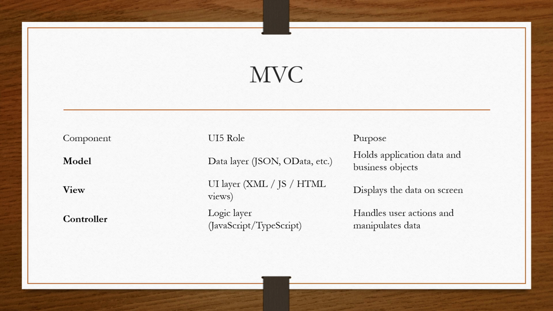So model is the data layer. Currently we use JSON and OData in our SAP. There was XML, but it was in the previous version. Model holds the application data and the business object. A business object is just like a purchaser and their purchase history.